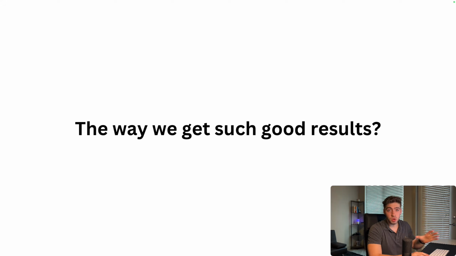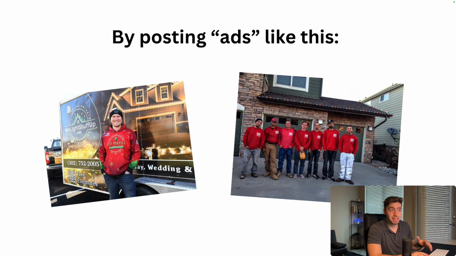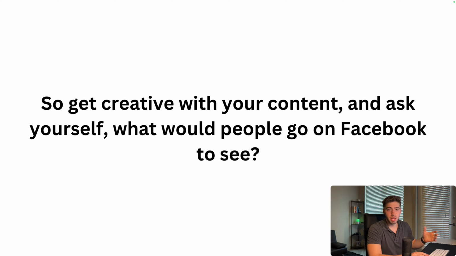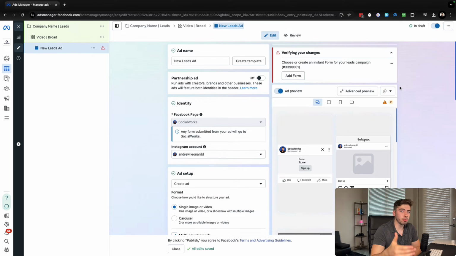And the way we get such good results is by posting ads that look like this. So this is something that people would go on Facebook to see. It is very native to the Facebook experience, seeing their friends and family, showing personality and showing faces like this. So get creative with your content and ask yourself, what would people go on Facebook to see? Now, before you actually post your pictures and your videos, ask yourself this and go out and create some real good content.